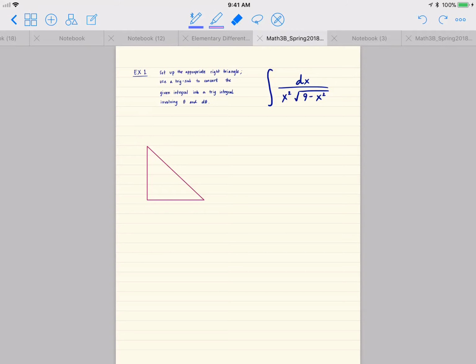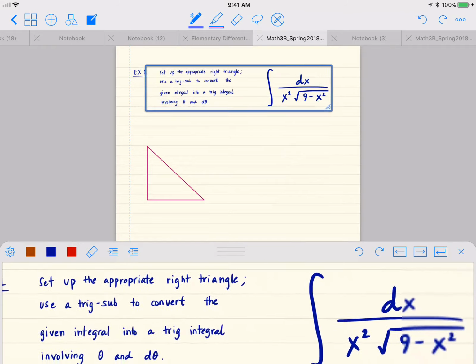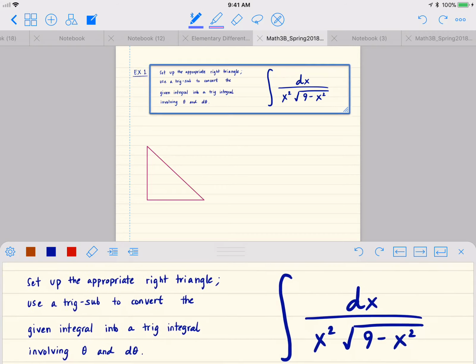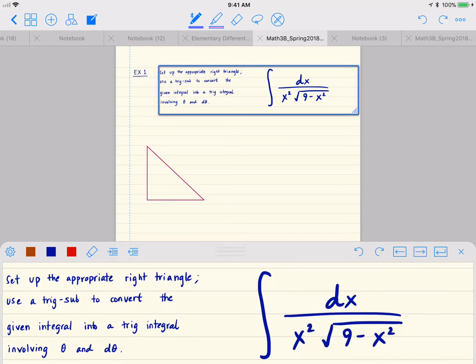Okay, so we have our goal, and our goal for this first example is here. The goal is to set up the appropriate right triangle that's going to allow us to convert this integral, which is in terms of x and dx, into an integral in terms of theta and d theta. So remember, this is the first step in doing the trig substitution. You convert stuff in terms of x and dx into an integral involving stuff in terms of theta and d theta.